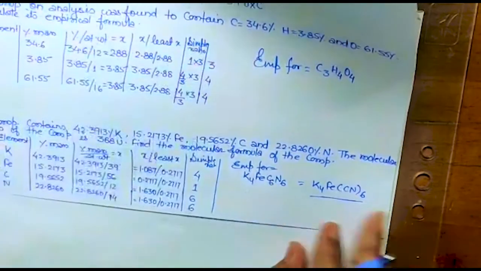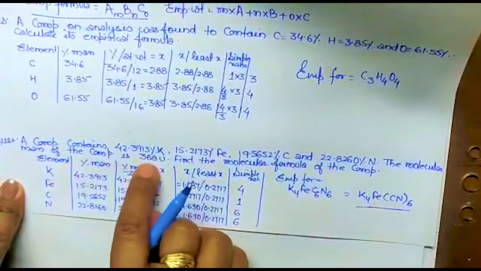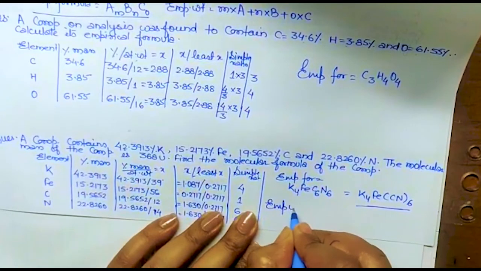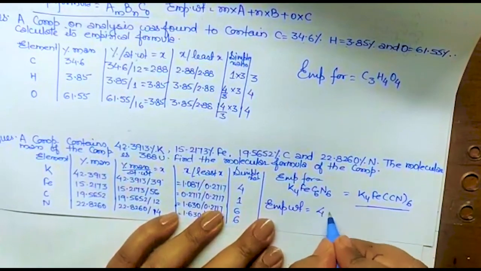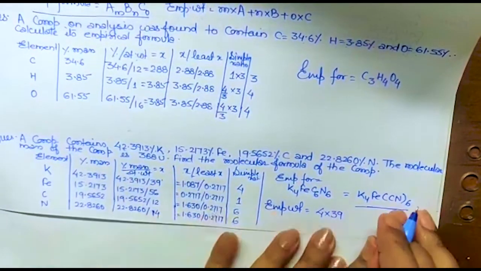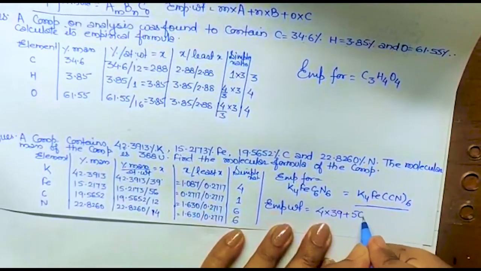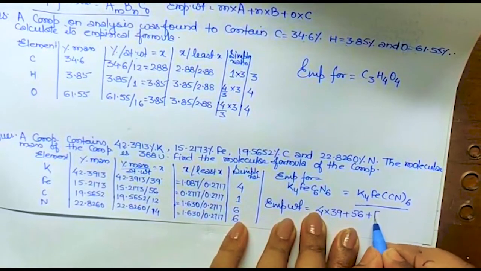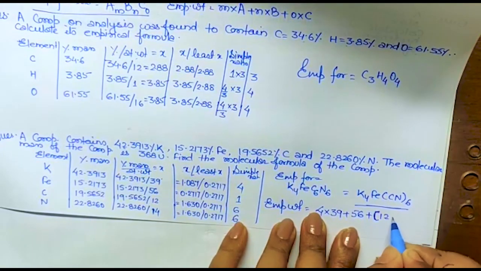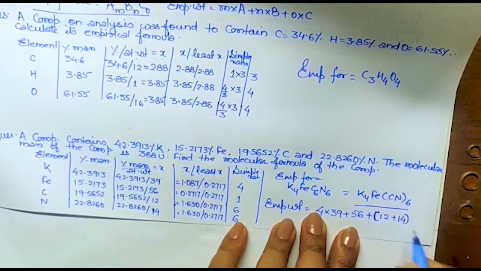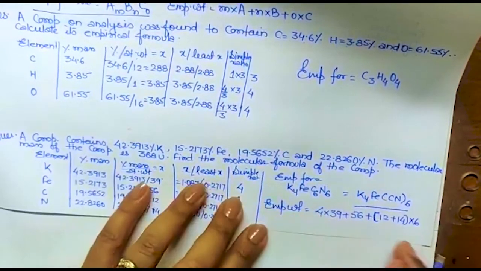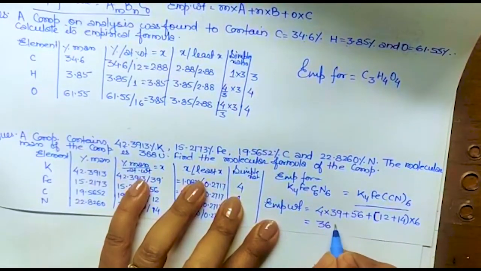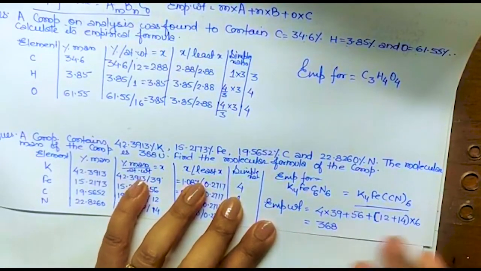Now what will you do? You have to find the molecular formula. And the molecular weight is given, isn't it? So find the empirical weight. If you find the empirical weight, what will it be? 4 into 39, plus Fe is 56, plus, let's do it together, carbon is 12 plus nitrogen is 14, into 6, isn't it? So just do all these things, you will get the same thing. This is 368, it comes. You solve it, you will get it.